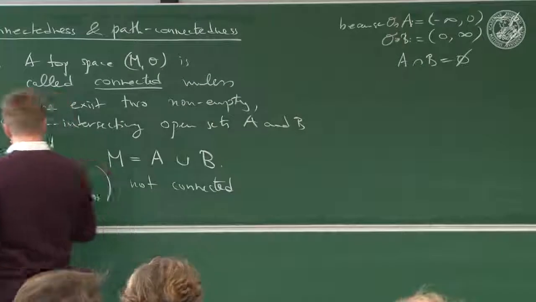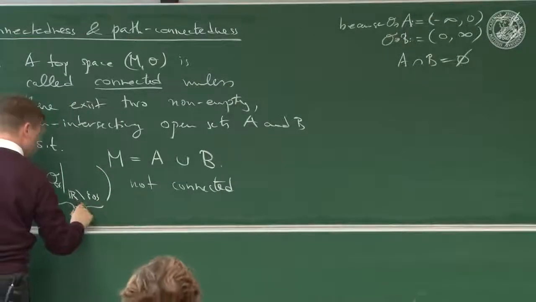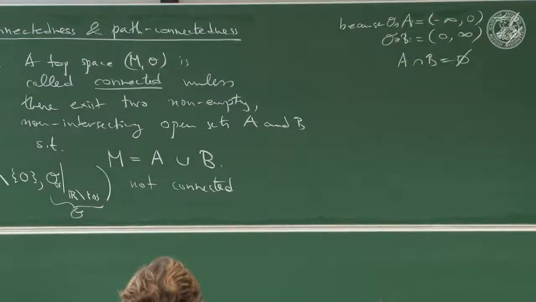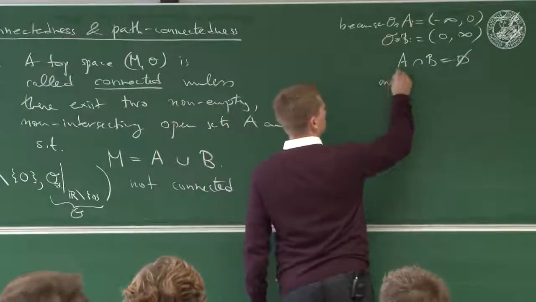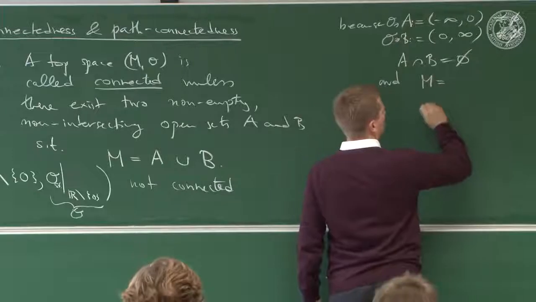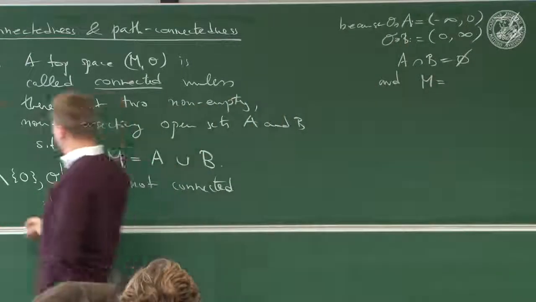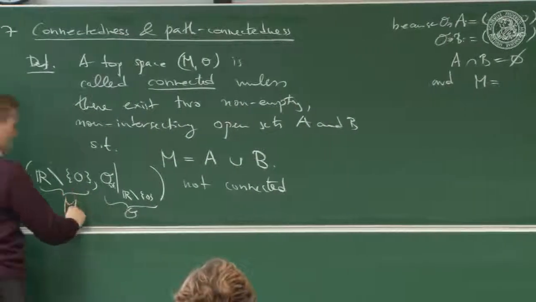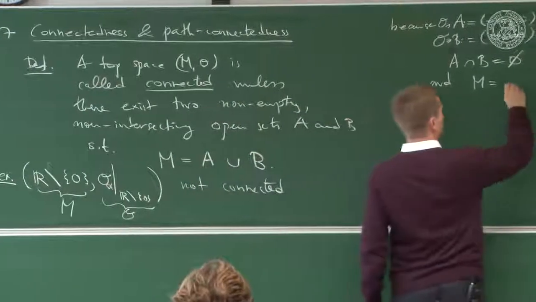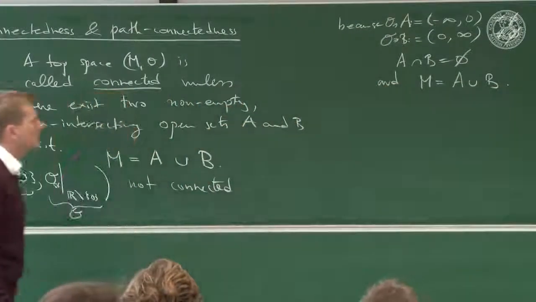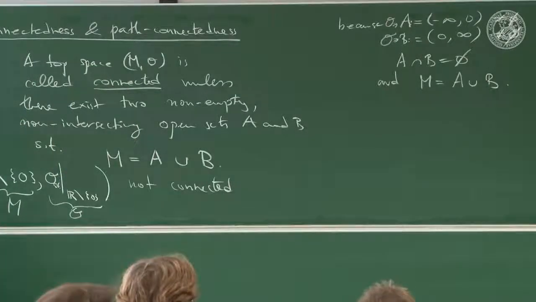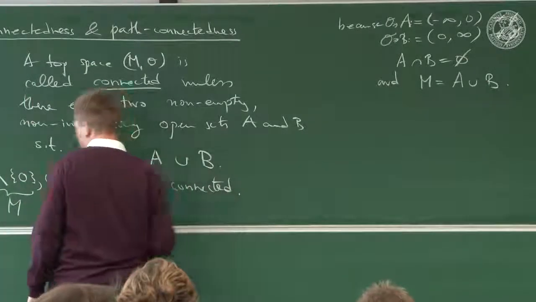In the induced topology, so for short, I will call this induced topology curly O, they're both open. And M, if this is the set M, is clearly the union of the two. That's it. So this is clearly not connected.